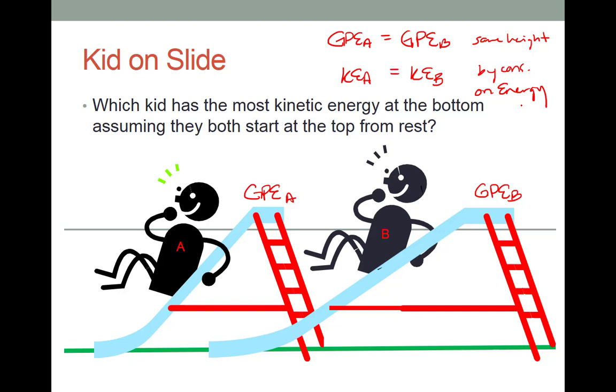The other thing to consider is which slide is steeper. Everybody's going to say, look, A is by far steeper. I'm not going to disagree with you. 100% agree. Why does that make a difference? Kid A is going to have a steeper slide, and therefore the change from GPE to KE will happen more quickly, which is what's going to make it seem like he's moving faster. He has a greater acceleration.